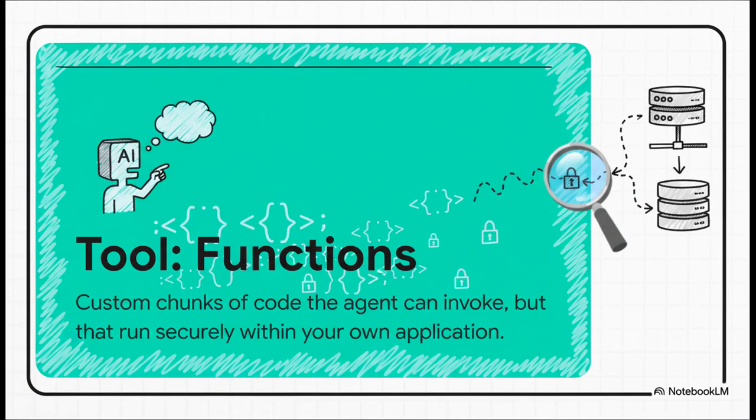Next up, we have functions. Now, these are custom actions that a developer can build just for their agent. And this is so powerful because it gives you a ton of control. The agent can decide to do something, like update your company database, but the actual code for how to do it runs safely inside your own app.